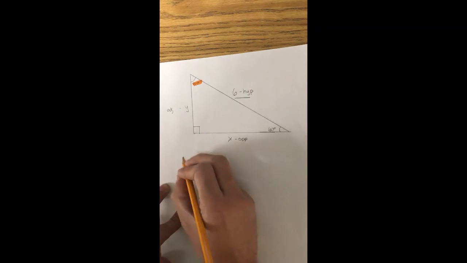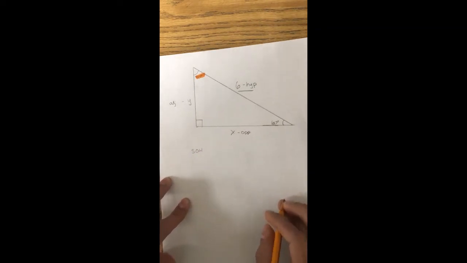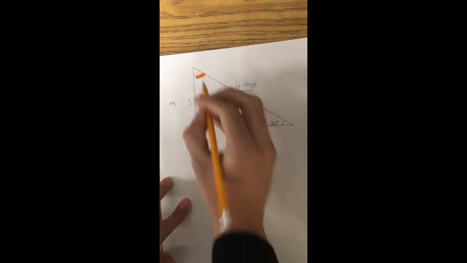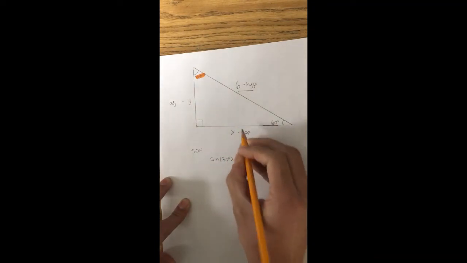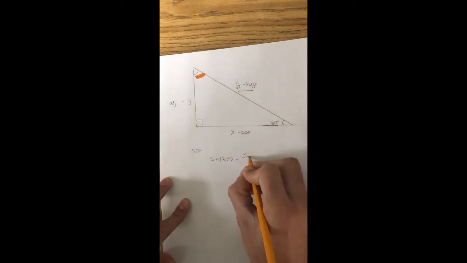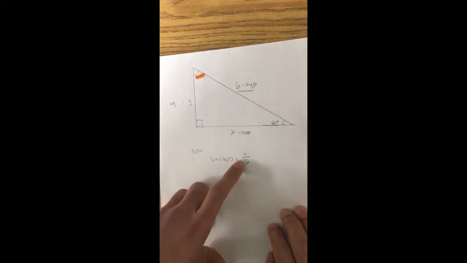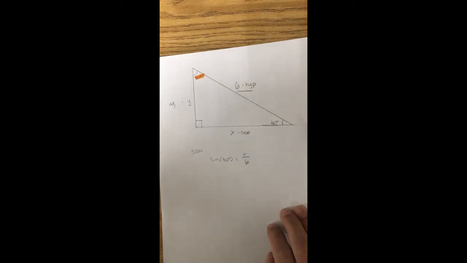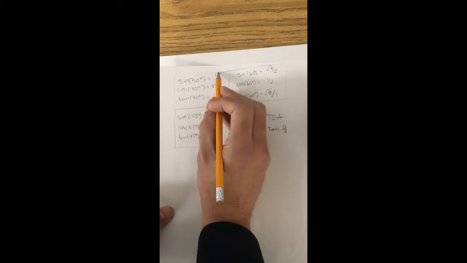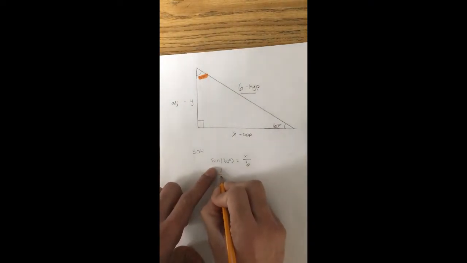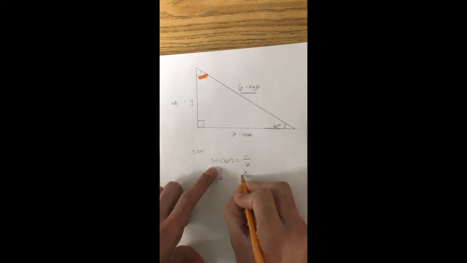Let's start with sine. Sine, SOH, is the same thing as opposite over hypotenuse. So when I set this up, it is sine of 30 degrees, because I'm working with the 30 degrees, equals opposite, which is X, over the hypotenuse 6. That's my setup there. Sine of 30 degrees equals X over 6. Go back to the values. Sine of 30 degrees is 1/2. So instead of using sine of 30, I'm going to say 1/2 equals X over 6.